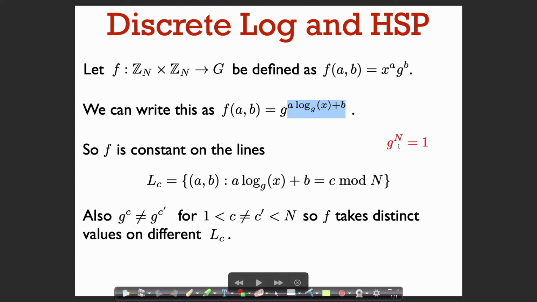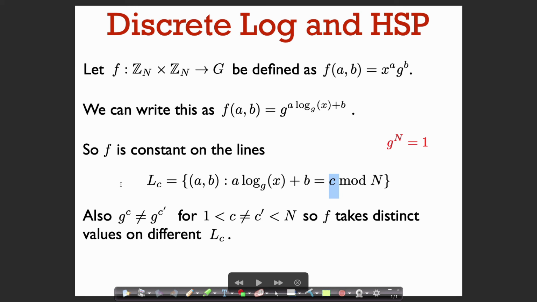Well, because n is the order of g. Remember, that's the definition of n. It's the order of g, so g to the power n is equal to 1. So adding n to the exponent here doesn't change the value of g to that exponent. That means that f is going to be constant on the set of elements (a, b) where a times log base g of x plus b is equal to the same value modulo n. When this value is c, let's call this set Lc.